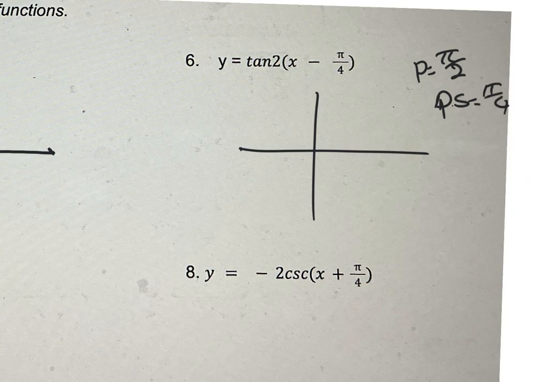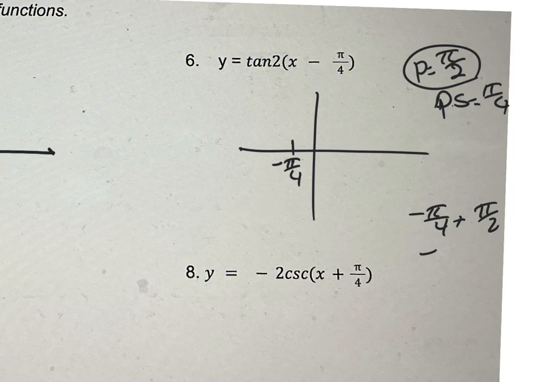Usually my tangent, my first asymptote, is at pi over 2. If I shift it to the right pi over 4, that puts me at negative pi over 4. And I've got to go pi over 2 away from that. So I'm going to go negative pi over 4 plus pi over 2. Just assume the other asymptote is negative pi over 4. That's going to be 2 pi over 4. So the other is just going to be 1 pi over 4.